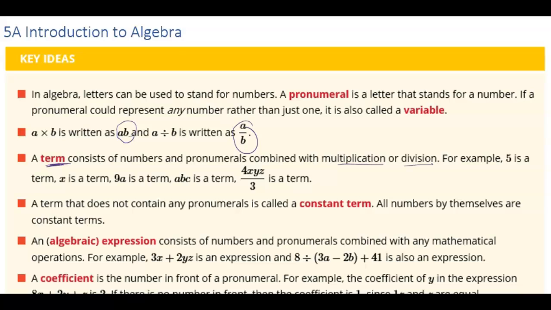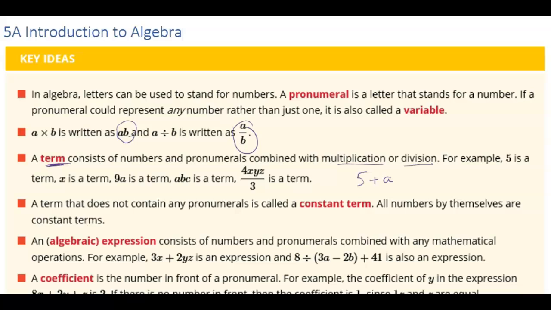But if we had something like 5 plus A, that is not one term, that is two separate terms, and we're going to talk about that in a sec. So terms have to be connected either with a multiplication or a division sign, or they have to be on their own. As you can see here, it's with the 5 and the X. Even though they're not multiplied by anything other than 1, they are a term on their own.